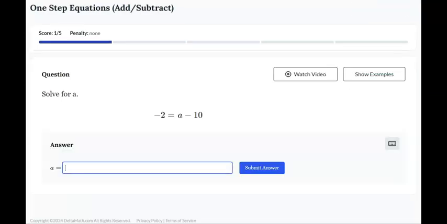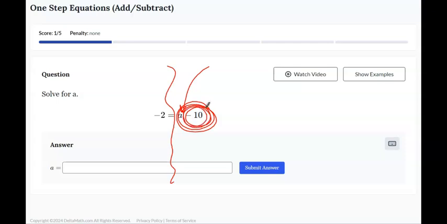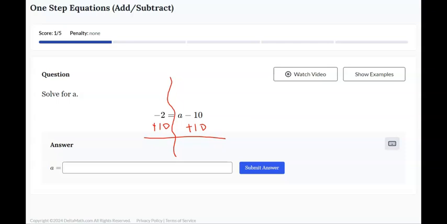Let's try this again. Find your variable first. Whatever's on the same side as the variable has to be gotten rid of. Don't forget, whatever you do to one side of the equal sign, you have to do to the other. So I'm going to add 10 and add 10. Pick up your calculator and compute.